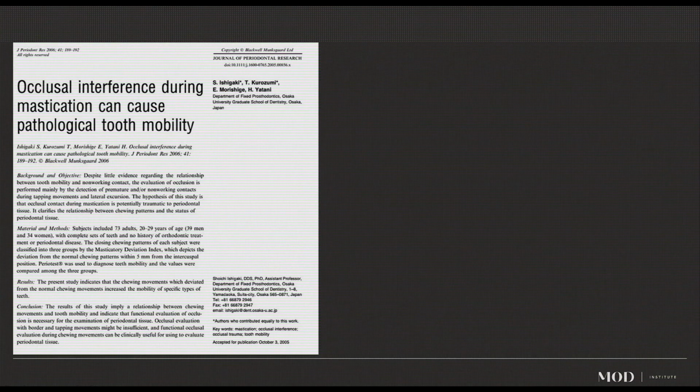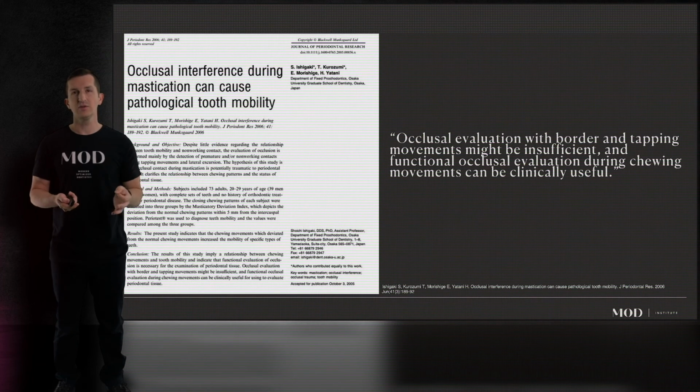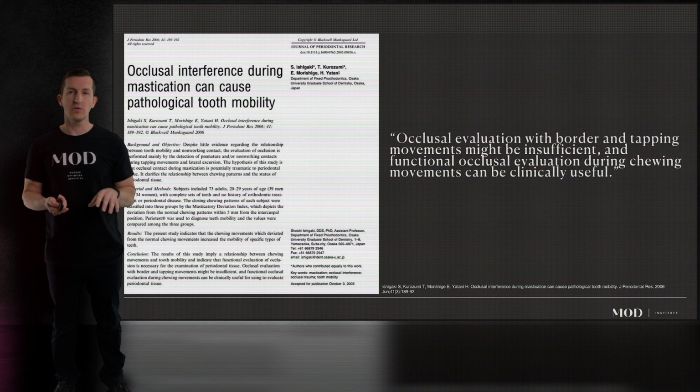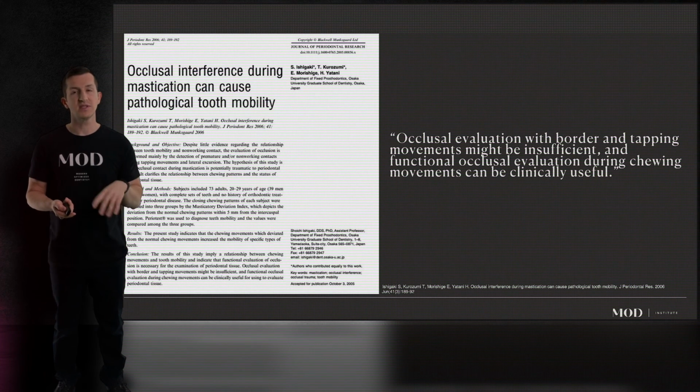And so what this study found was for molars and other posterior teeth that are not in harmony with chewing strokes, we're at risk of causing pathology such as tooth mobility that we really don't want to be doing. Their conclusion was that occlusal evaluation with border and tapping movements might be insufficient, and functional occlusal evaluation during chewing movements can be clinically useful, both from assessment and from a planning standpoint.